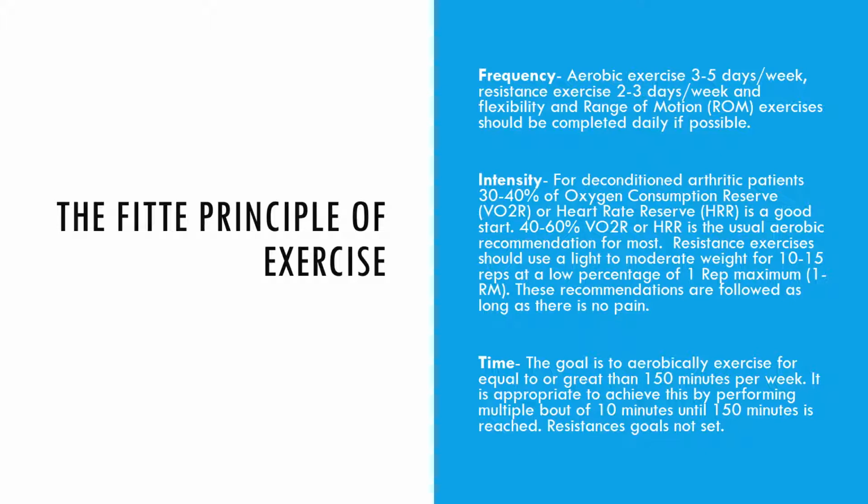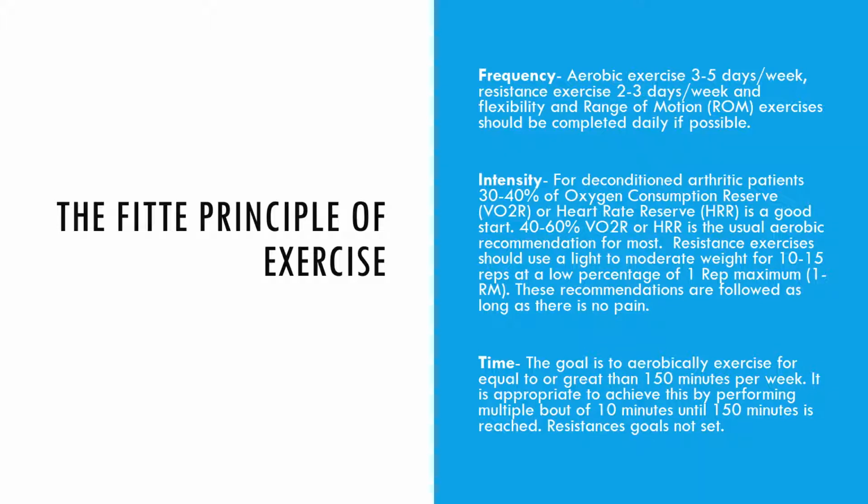As for resistance exercise, a light to moderate weight for 10 to 15 reps at a low percentage of your 1 rep max should be completed. A patient with arthritis is probably not going to do a 1 rep max test. They might be able to do an 8 rep max test, and then you can do calculations and figure out the 1 rep max, and then go from there to figure out how much weight you can do for 10 to 15 times and get a good range to start.